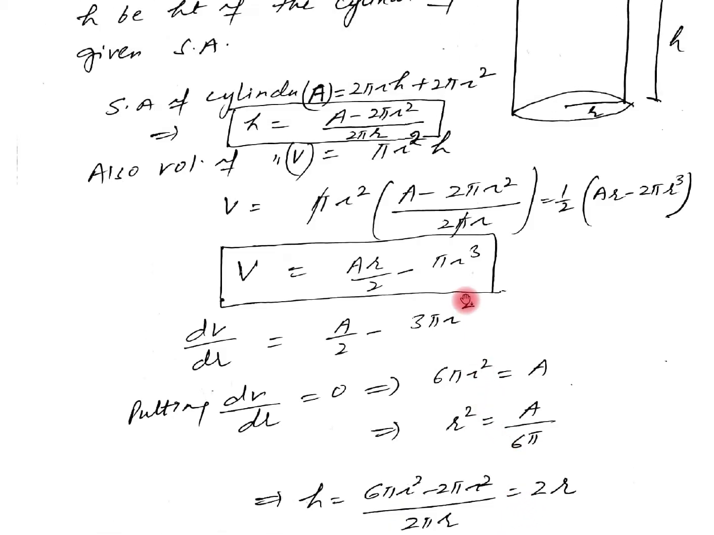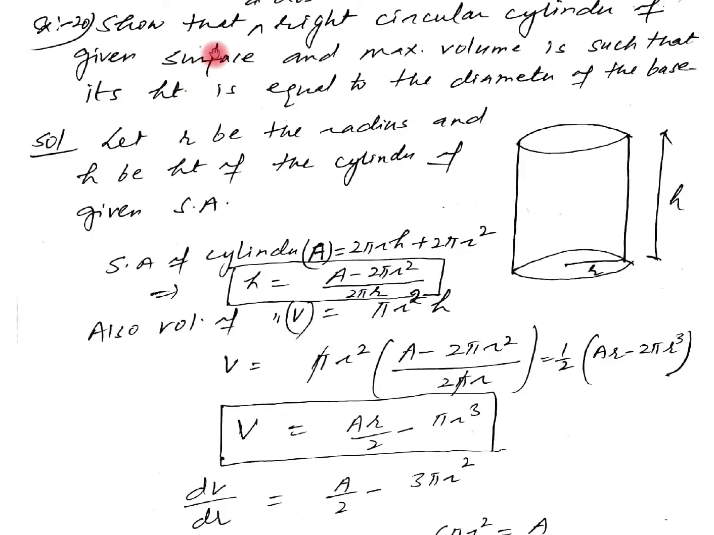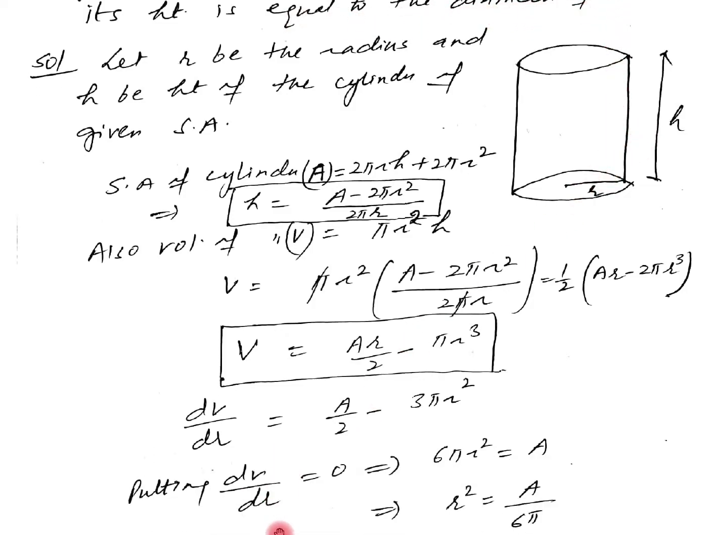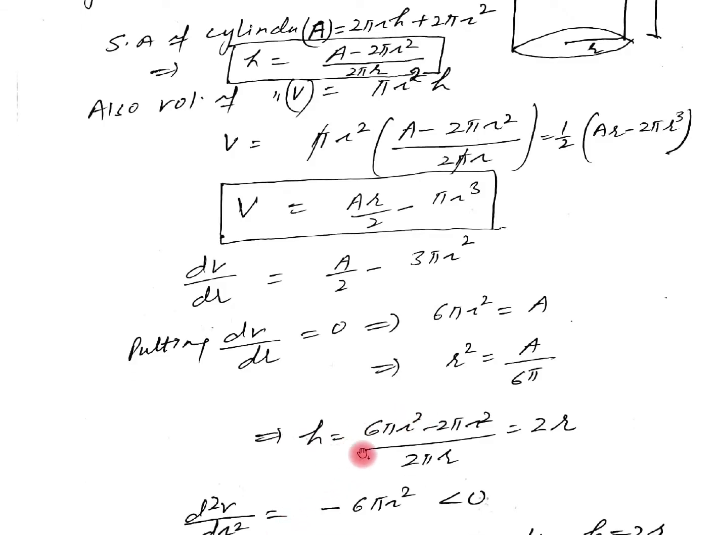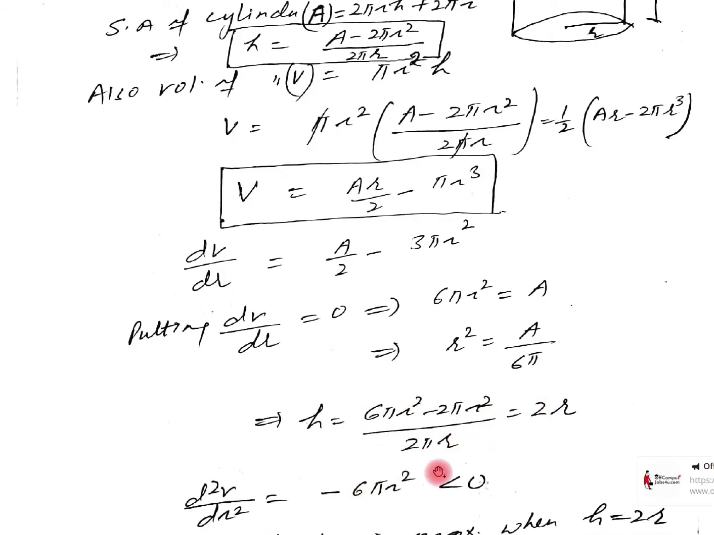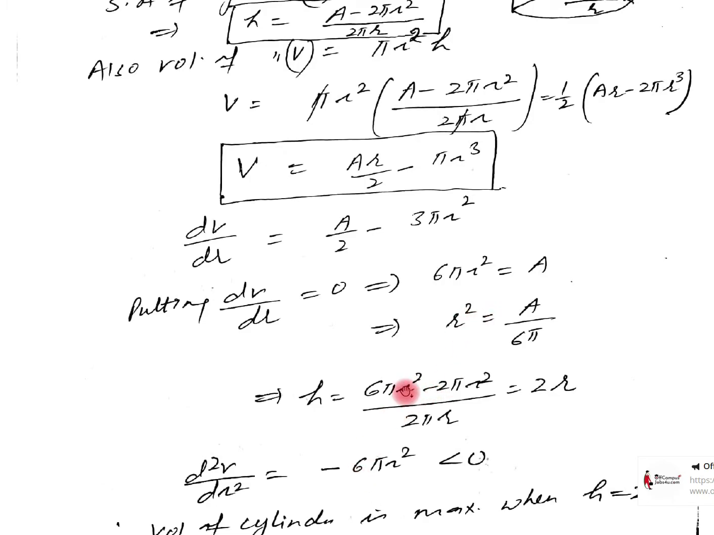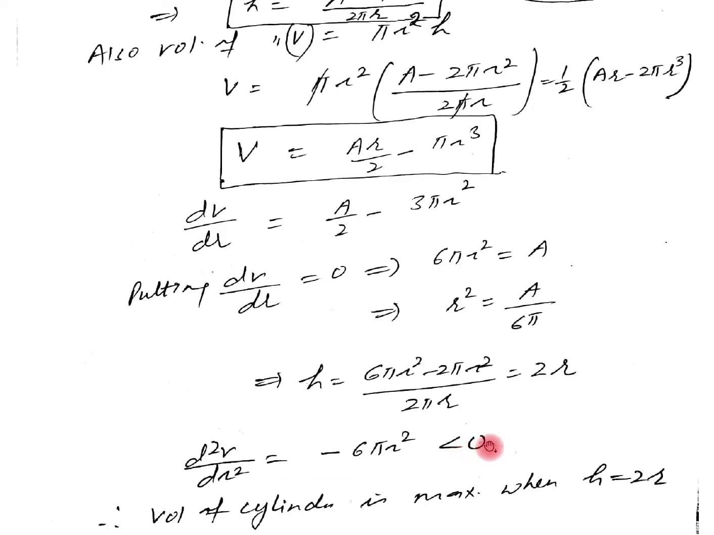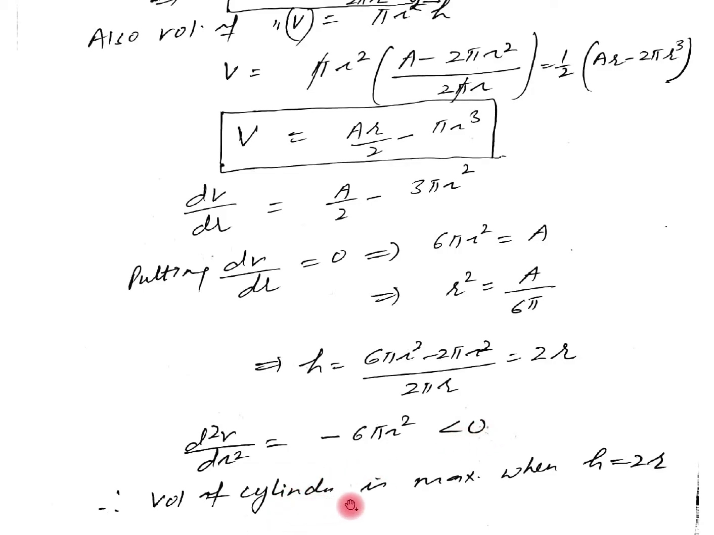In the question we have only had to prove what is given: show that a right circular cylinder of given surface area and maximum volume is such that, when the volume is maximum, the height is equal to the diameter of the base. Now we have proved that h is equal to 2r, and at this point the second derivative is negative, less than 0. So we can say the volume of the cylinder is maximum when h equals 2r.